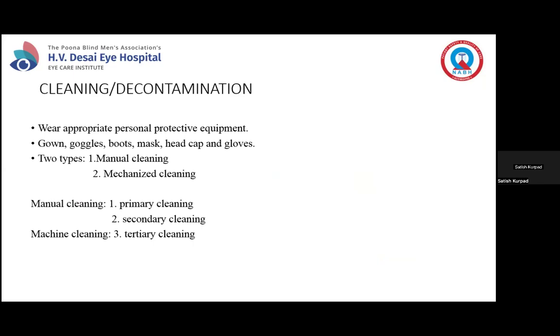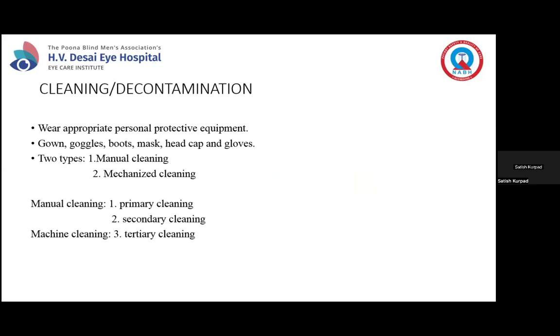Cleaning and decontamination. For cleaning, wear appropriate personal protective equipment. It's very important because you are handling dirty instruments which can harm you. So in infection control, PPE is very important. Mostly for cleaning, use a gown, goggles, boots, mask, head cap, and gloves.